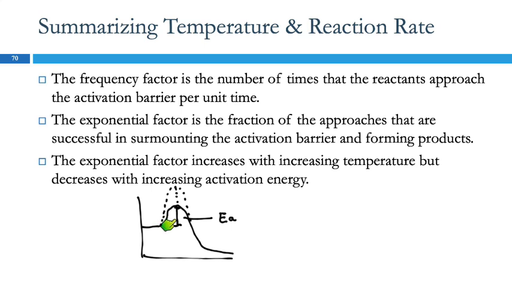So if the activation energy is larger, then that factor is going to be smaller. Fewer of those approaches will be successful. If the temperature is higher, that means like the putt-putt golfer is pumped up on energy drinks or something. He's got a lot of energy hitting the balls faster, right? So then that exponential factor, the success factor, is going to be larger, okay?